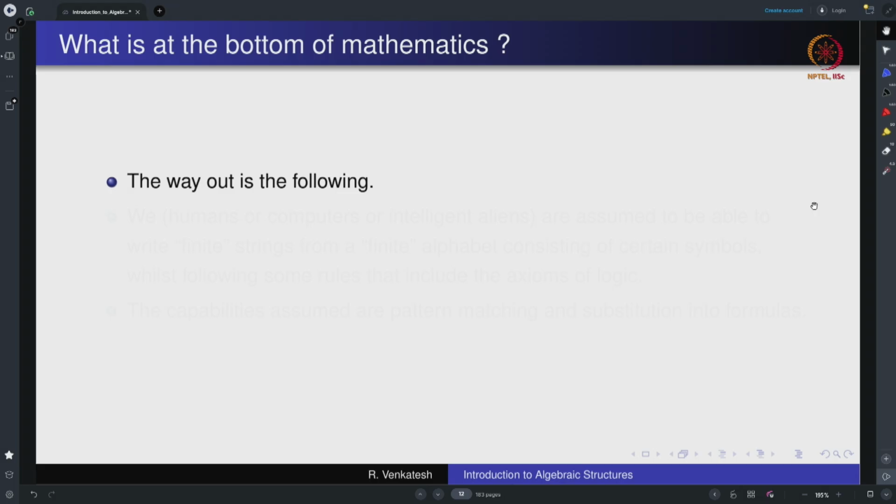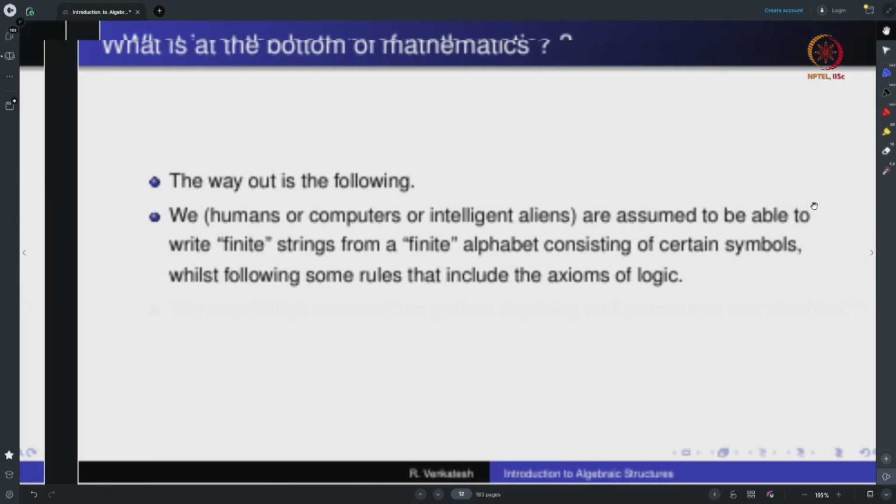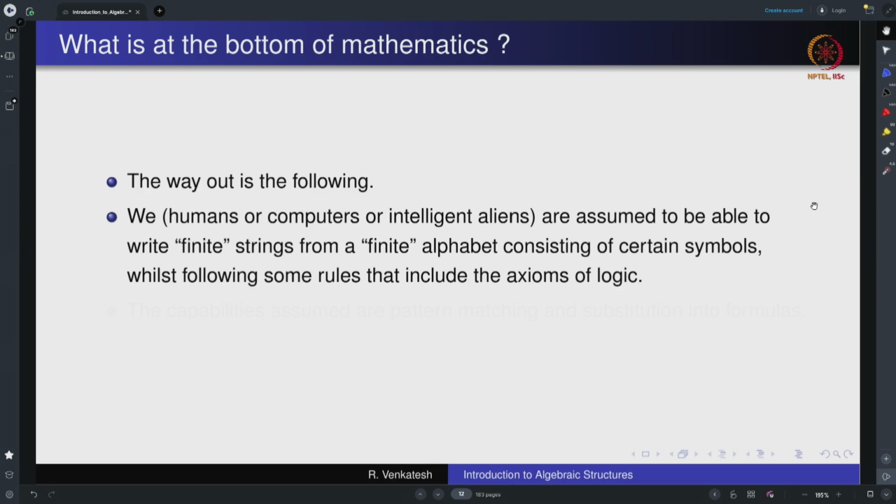So, the way out is the following. We are assumed to be able to write finite strings from a finite alphabet consisting of certain symbols, while following some rules that include the axioms of logic. What we mean by we here is humans, or computers, or some intelligent aliens.